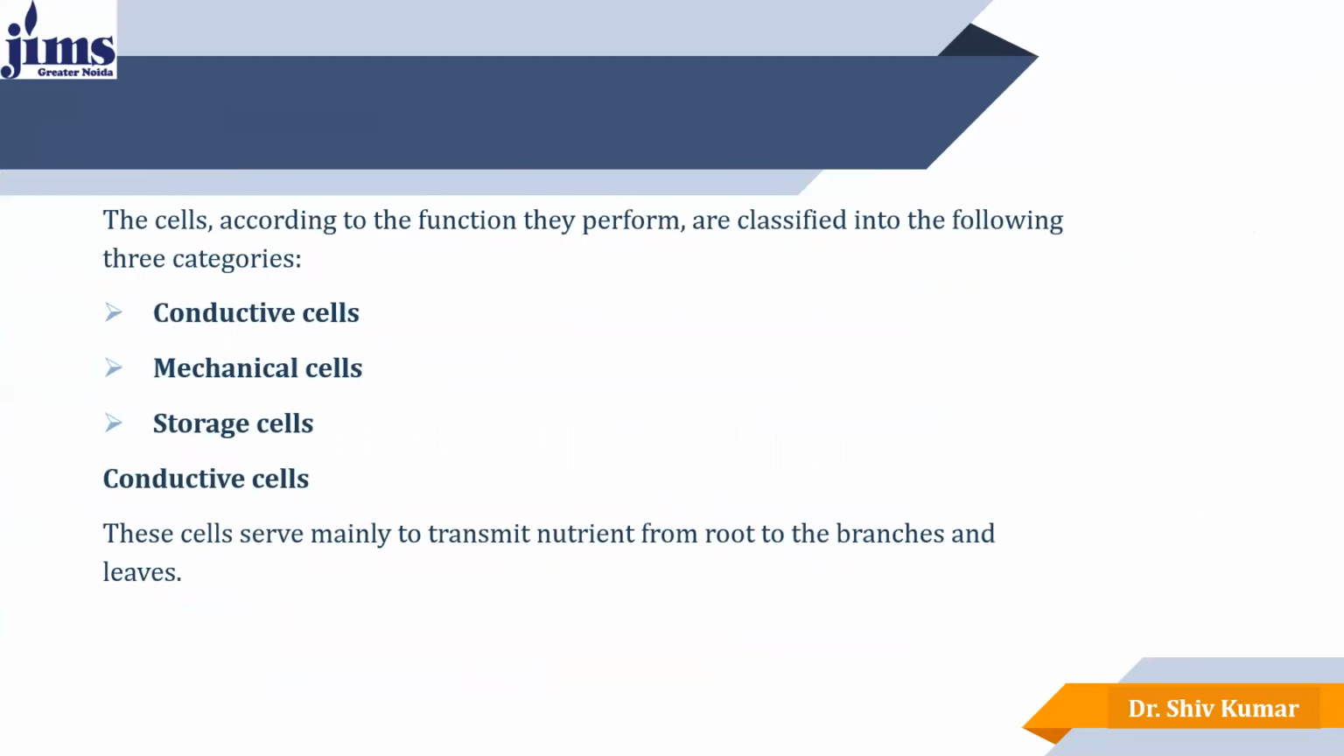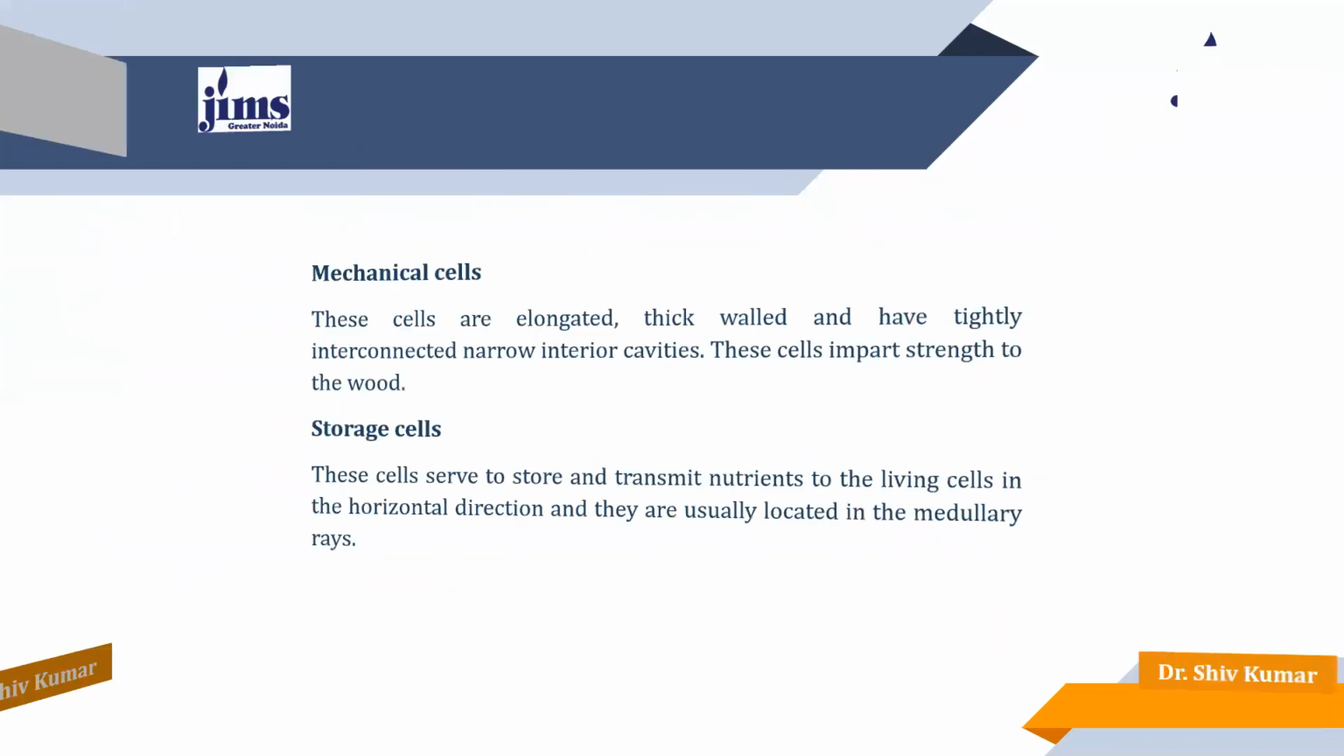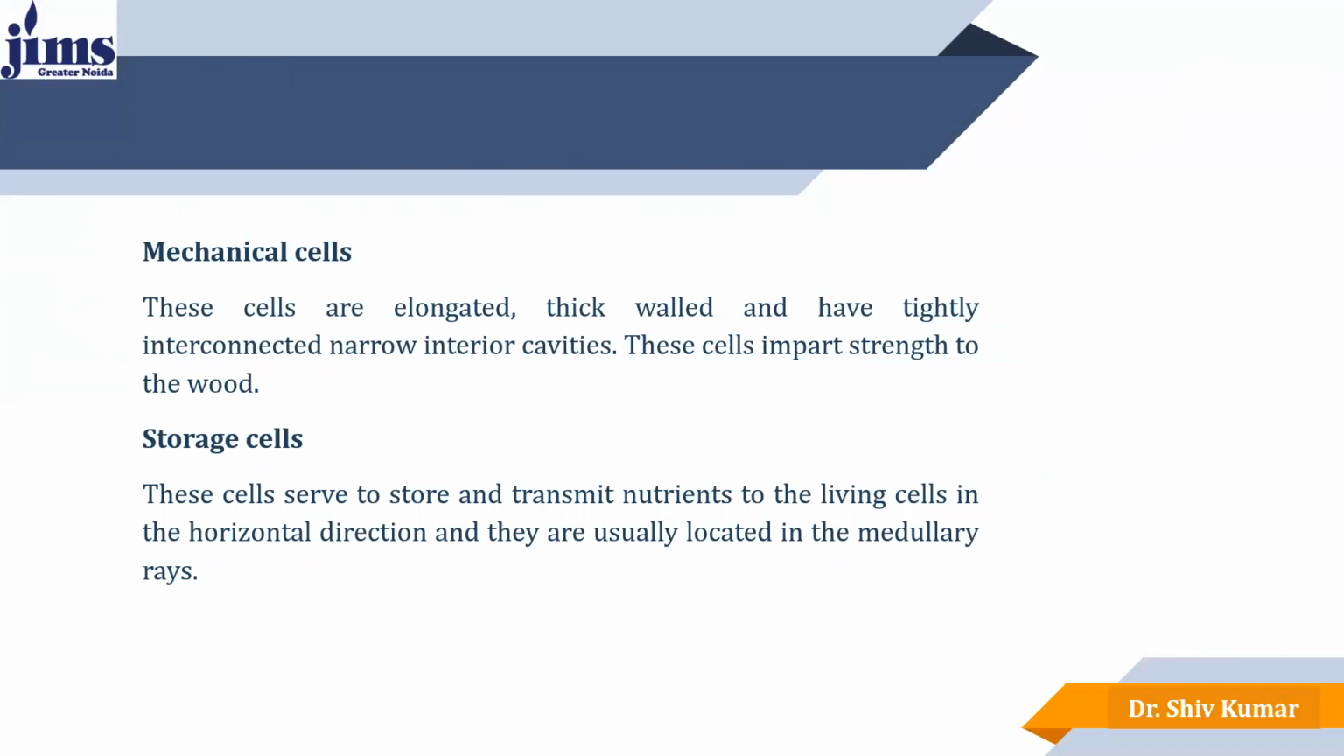The next is the cell. The cells are divided into three parts. First one is the conductive cell, second is the mechanical cell, and third one is the storage cell. The conductive cells are basically the cells which serve mainly to transmit nutrients from roots to branches and the other parts of the plant like fruits, vegetables, and leaves.